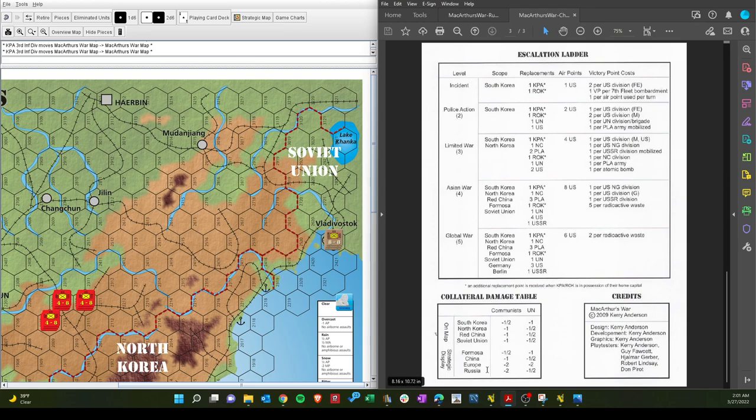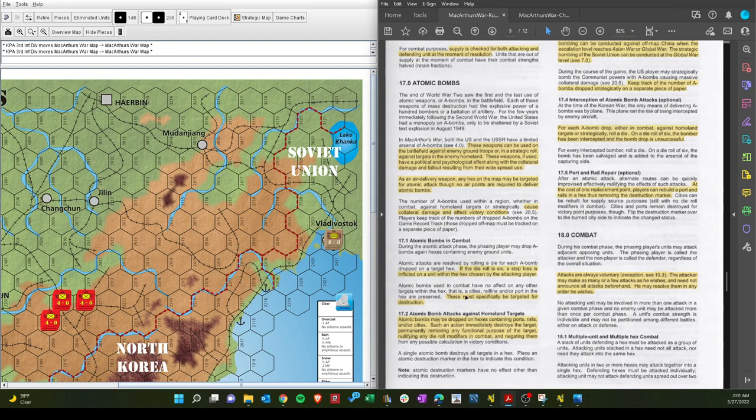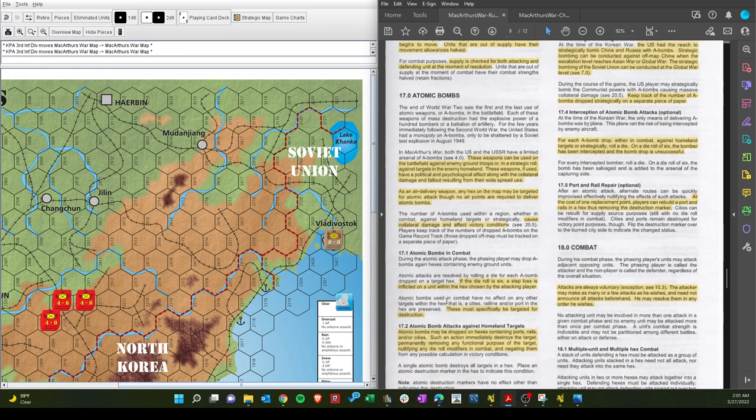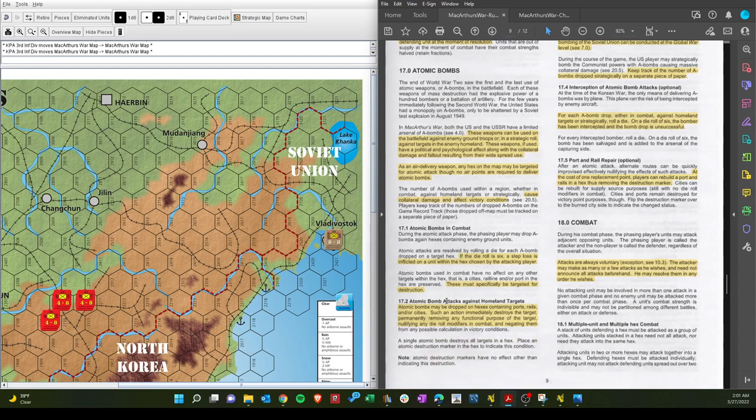On-map strategic display. I think that's the number of victory points here. Yeah, atomic bombs have no effect on any other targets within the hex. Okay, so we'll see what we can target. Basically, you can target units, we'll see that in combat, or we can target facilities.